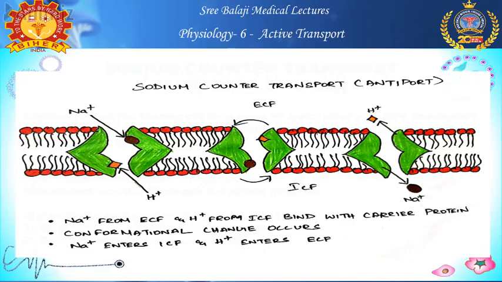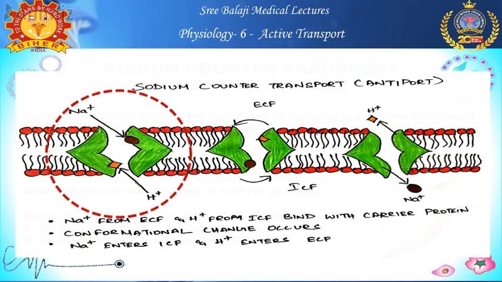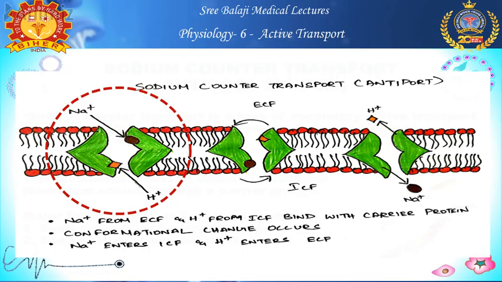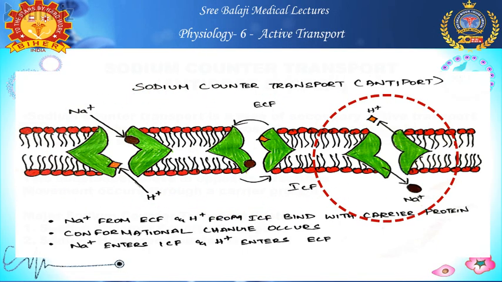First we'll see about sodium-calcium counter transport. Sodium moves into the cell, calcium moves out of the cell. Both move in opposite directions through a carrier protein. It is present in many cells, and is especially important in cardiac muscle cells for regulating intracellular calcium level. Sodium-hydrogen counter transport occurs mainly in renal tubular cells. Sodium moves from the tubular lumen into the tubular cell, and hydrogen ion moves from the tubular cell into the lumen. It is important for acid-base balance in the body.